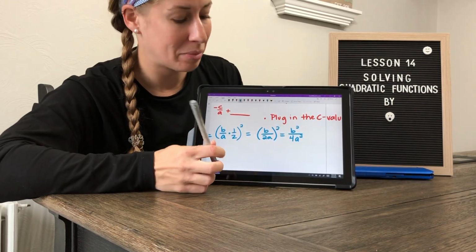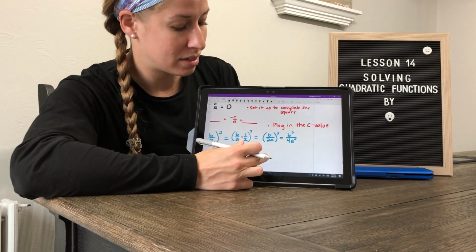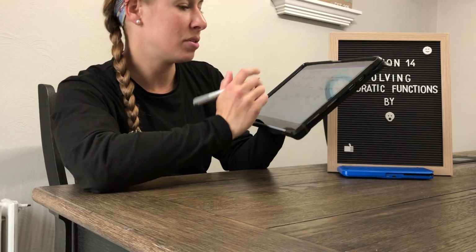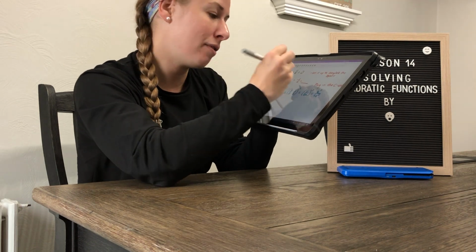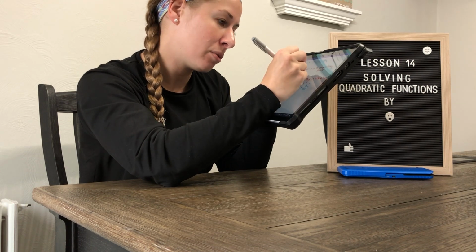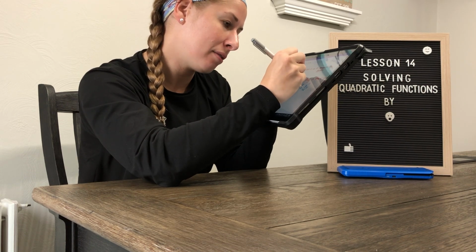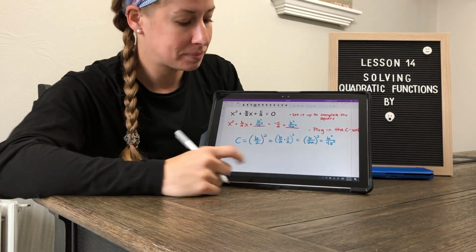Whew, so that was a little bit. But this is our c value. We took half of b and squared it. So that is what we're plugging into both sides. b squared divided by 4a squared. Okay, so there we plugged in our c value.